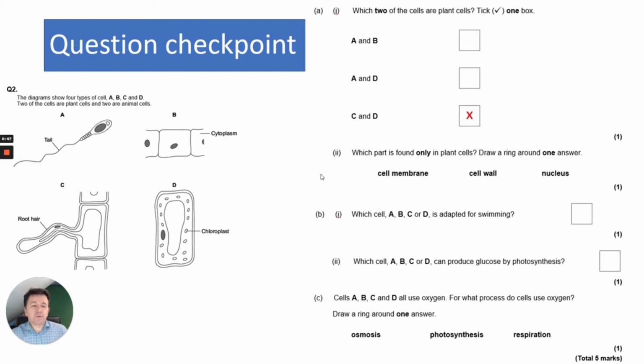Which part is found only in plant cells? Draw a ring around one answer. We know from looking at the differences between plant and animal cells that it is the cell wall. Which cell is adapted for swimming? Well, that's A, which is the sperm. And which cell can produce glucose by photosynthesis? Well, that will be D, because it contains chloroplasts. And then cells all use oxygen. For what process do cells use oxygen? Well, they use it for respiration.